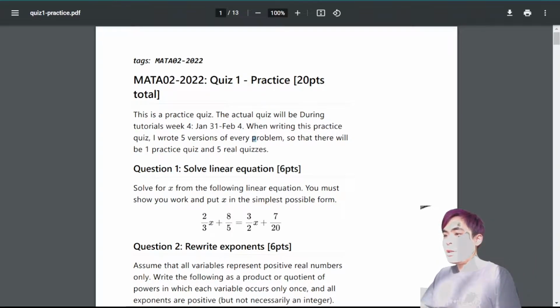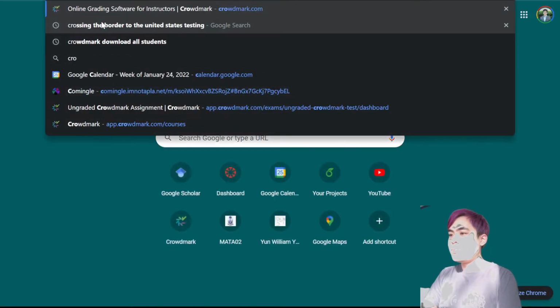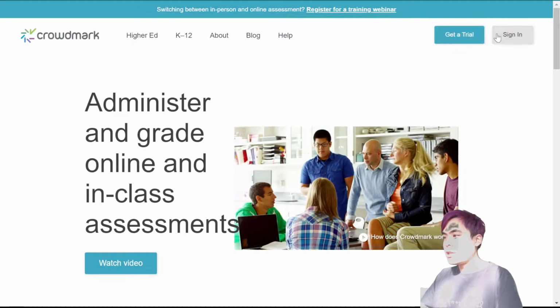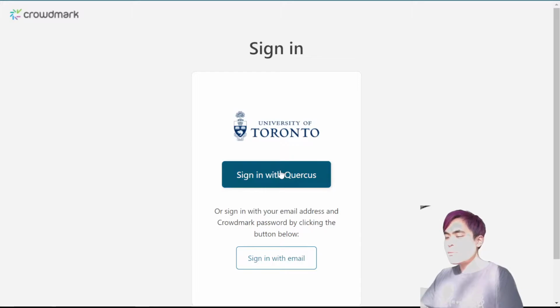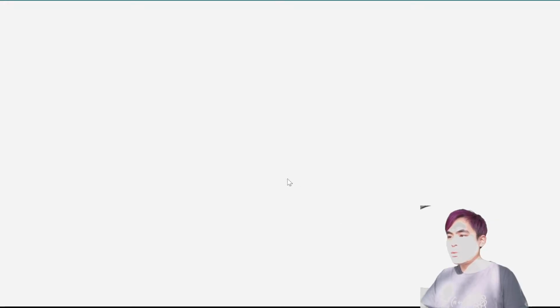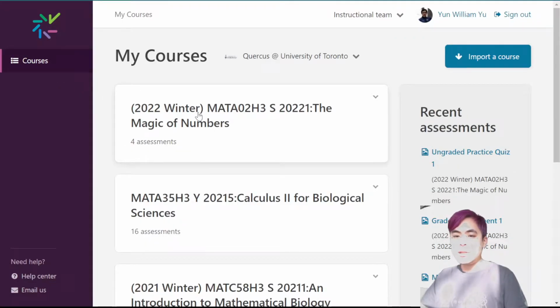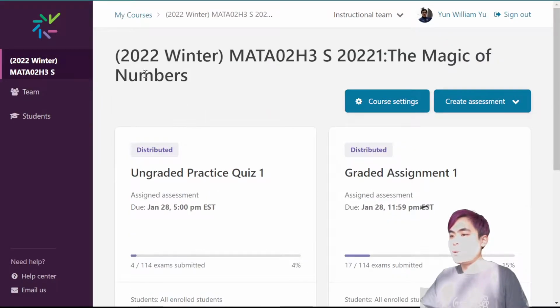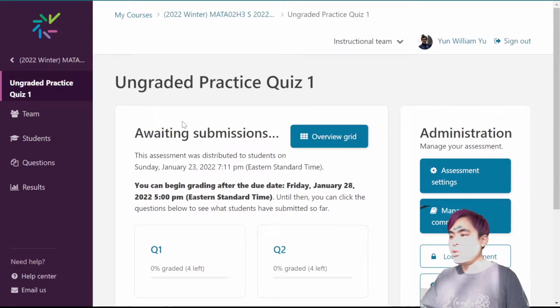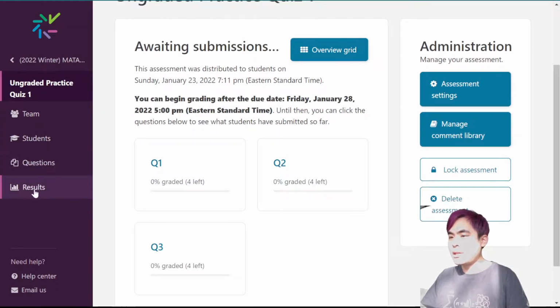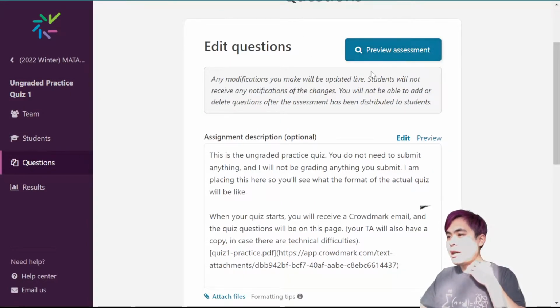And as for the quiz itself, that should be on CrowdMark. So if you sign into CrowdMark, you should be able to sign in on Quercus. And then there should be a class that is the Magic of Numbers. So I distributed an ungraded practice quiz 1. And I don't know exactly what you see because that's not what I see. But on the questions, I can preview the assessment.